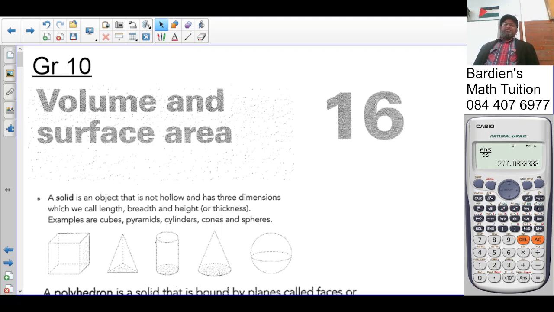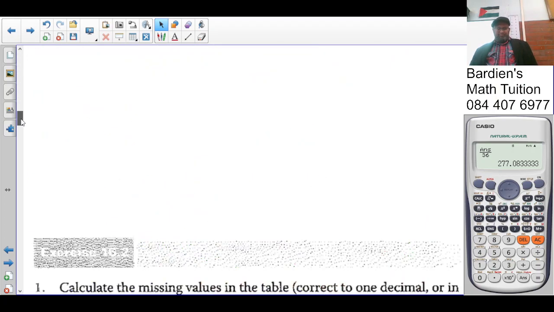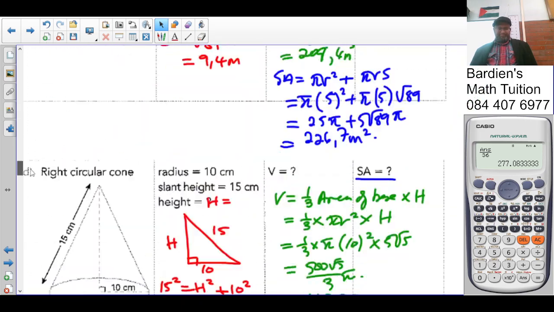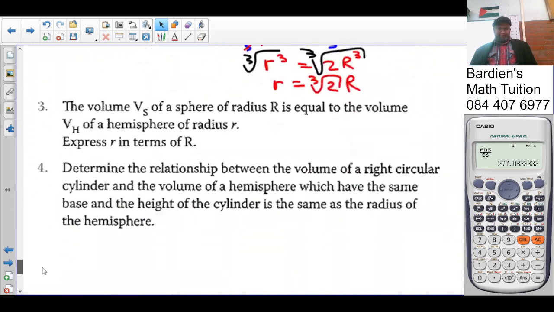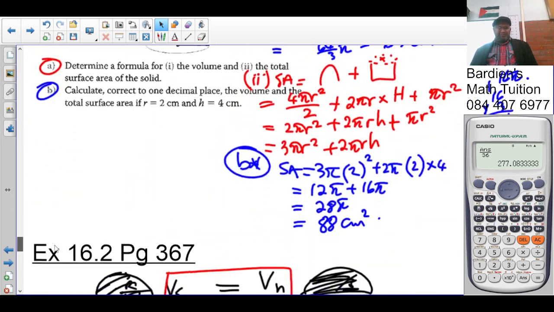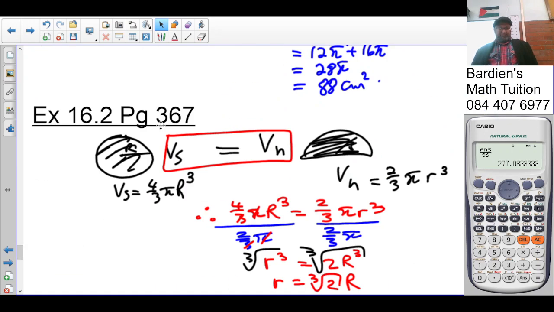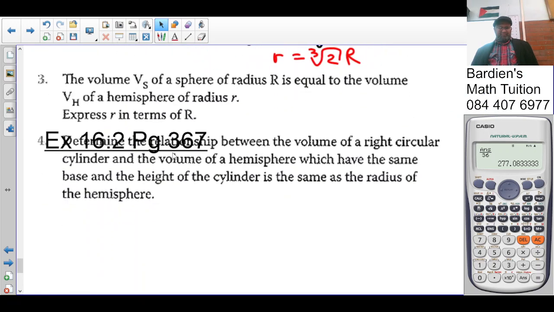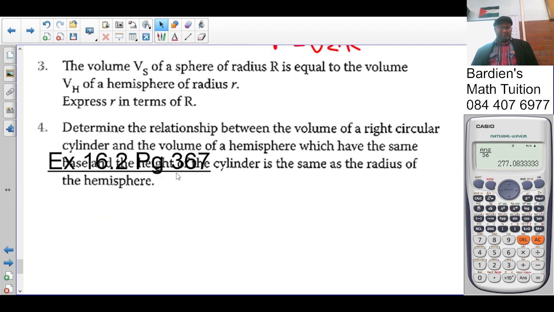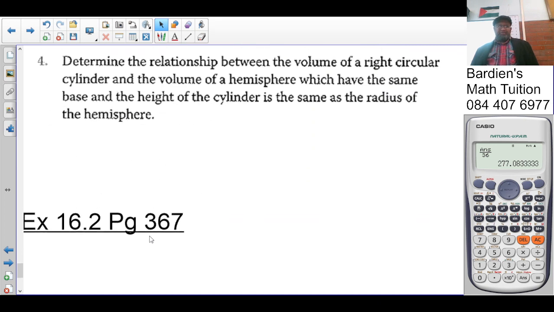At this point we're busy with volume and surface area, correct? We're busy on exercise 16.2. We should be wrapping this exercise up today. It's on page 367. Number 4 we have to do, no?